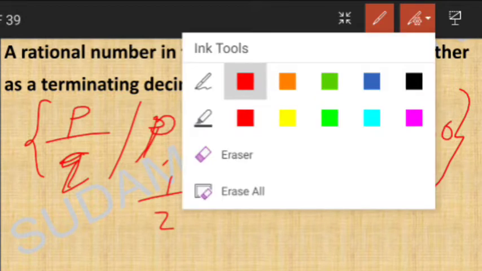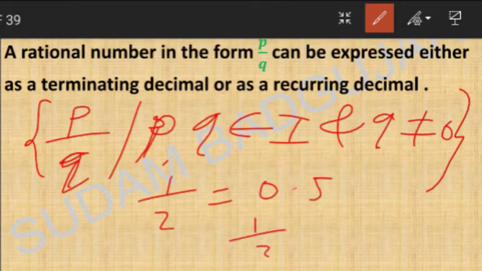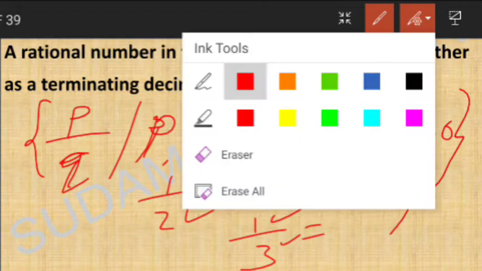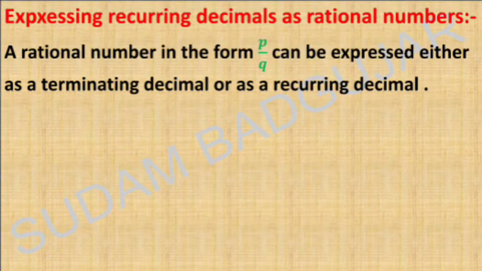See here, 1 by 2, and 1 by 3 never ends, or 22 upon 7, the remainder is never 0. This is a ratio of two integers, and this is also a ratio of two integers, but it has two types: terminating decimal or recurring decimal. We'll see with examples. A rational number in the form of P upon Q can be expressed either as a terminating decimal or as a recurring decimal.